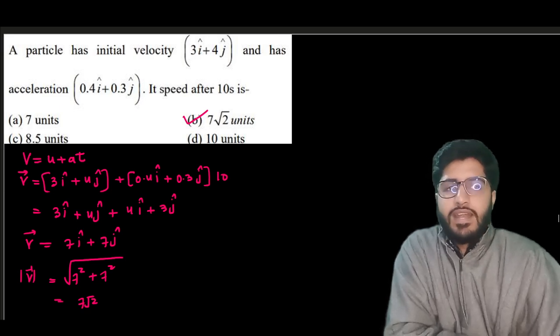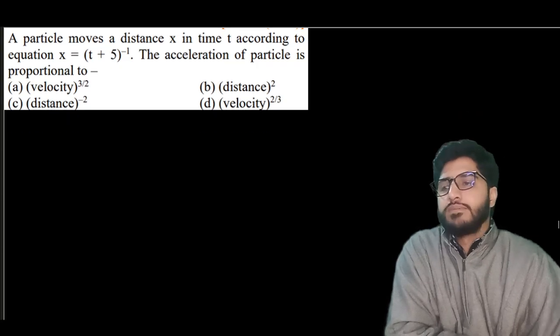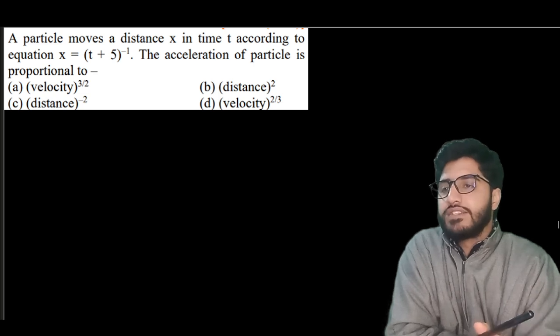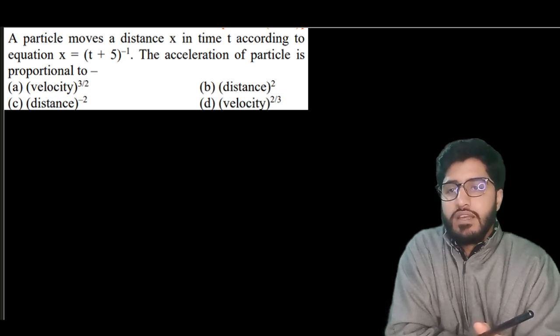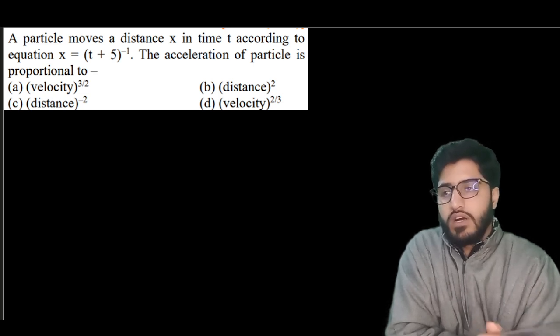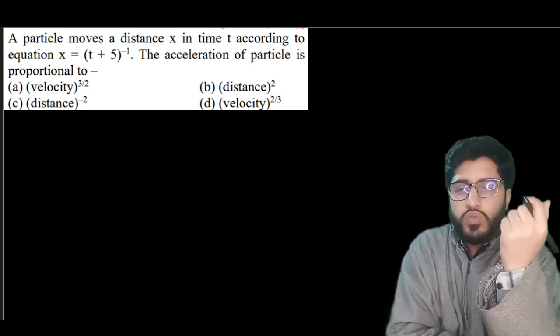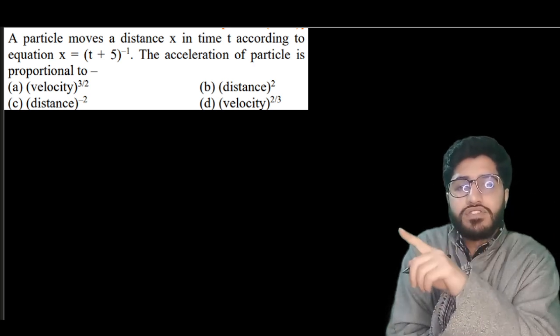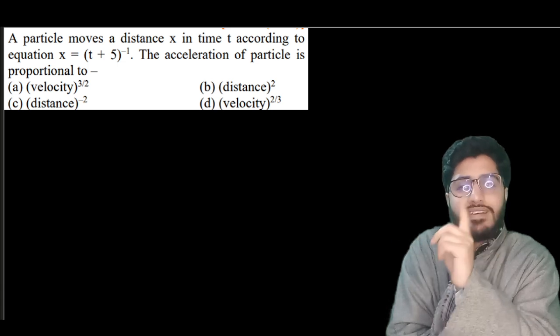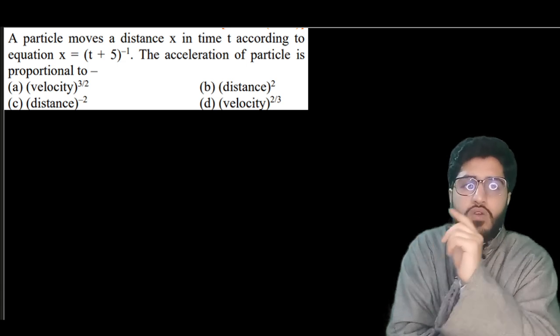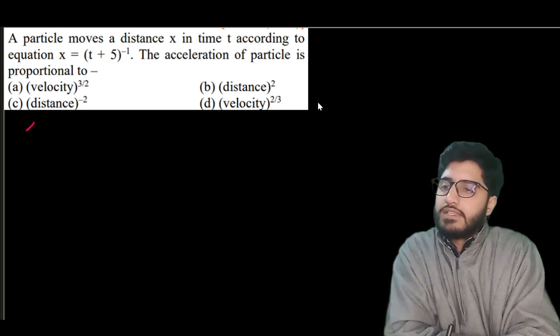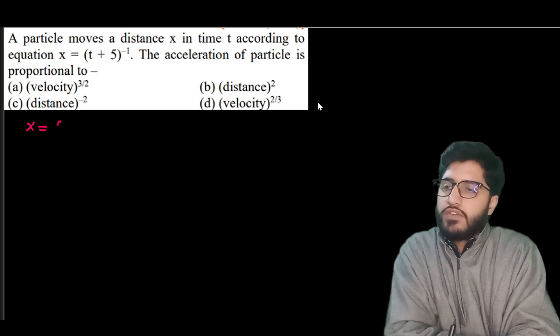Okay, next numerical. A particle moves at distance x in a time t according to an equation, and one equation is given to us. The acceleration of the particle is proportional to what? So we have to find the relation between acceleration, velocity, and distance. How can we do it? Look, x is given to us, and the equation is (t plus 5) to the power minus 1.